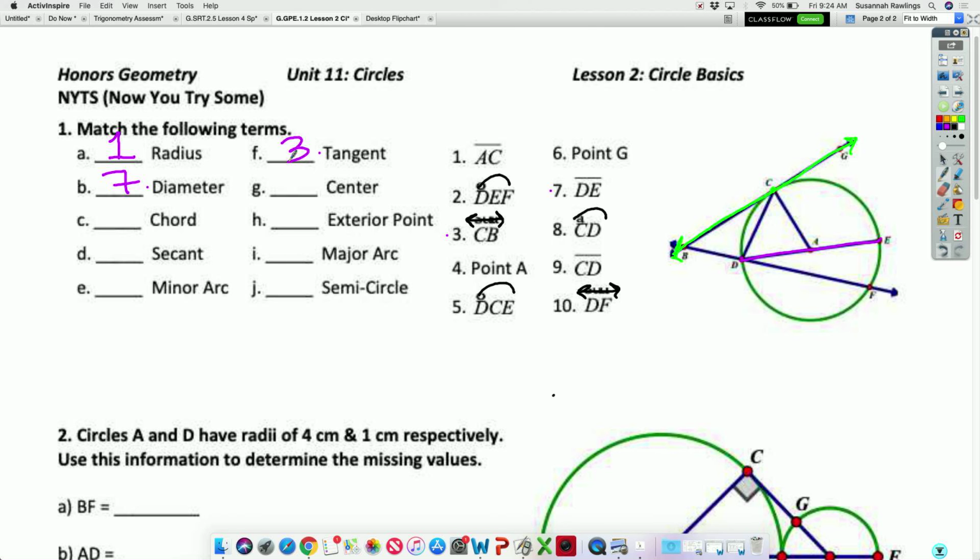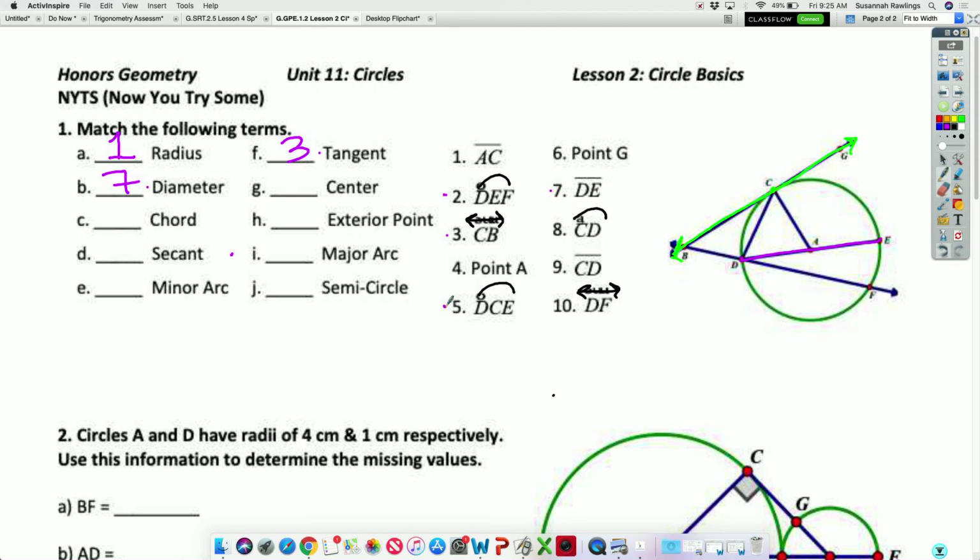Let's do the major arc. How many letters does a major arc have? 3. So I'm really choosing between DEF and DCE. One of them is a semicircle, one of them is a major arc. So let's see which one is which.